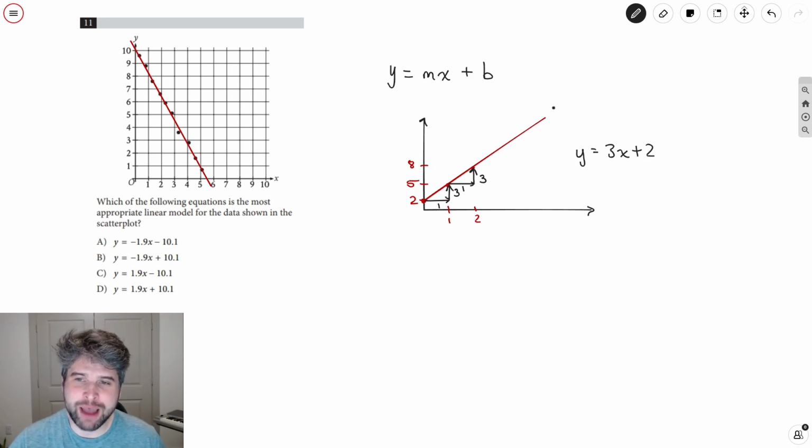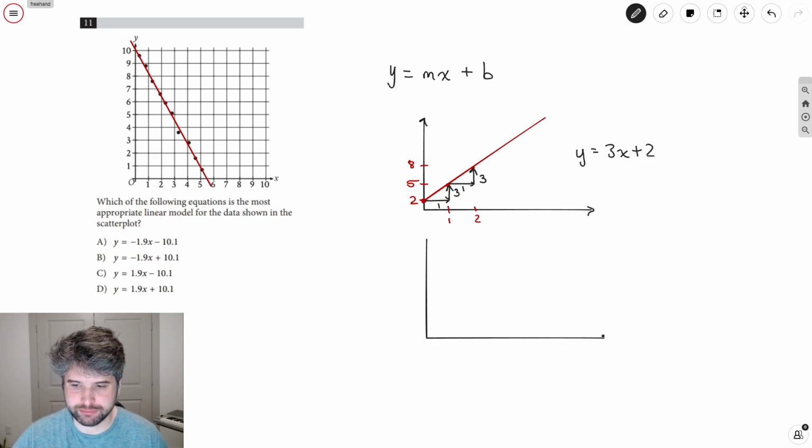Now, this is what happens when we have a positive slope. The 3 here is positive. M is positive here. What happens if we have a negative slope? So if we've got a negative slope, then your line looks something like this. Starts higher and goes lower. As you go to the right, you go down. As you go 1 to the right, you go some amount down. This would be a negative slope.